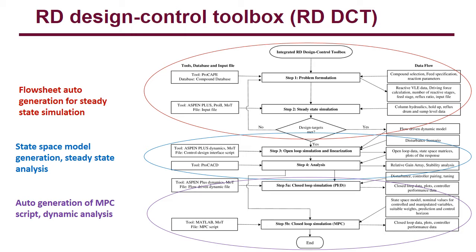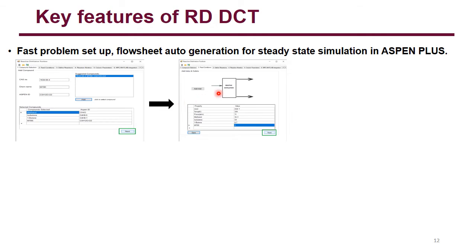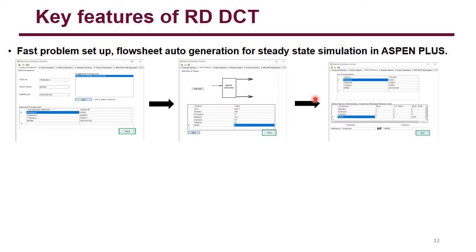To explain all these steps deeper, we see that the problem can be set up very fast. Let's say we want to set up an RD column in our RD design control toolbox. In order to do so, at first we select the components that are present in our RD system. Then we proceed and define the number of inlets.